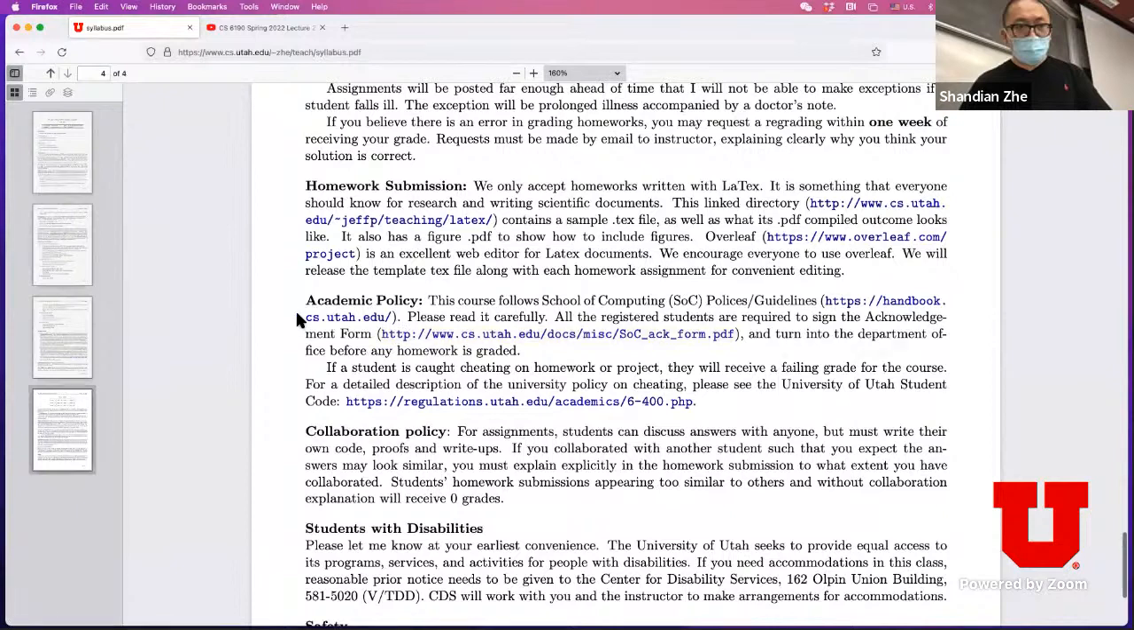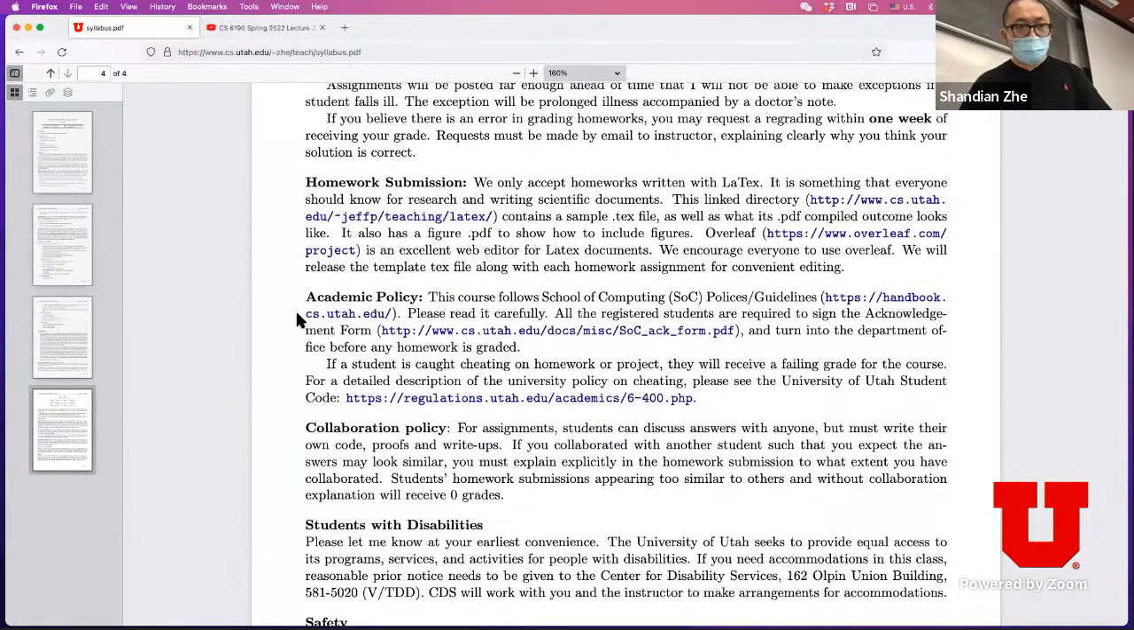And academic policy, well, I don't want to repeat this, but basically don't plagiarize others' homework assignments. Otherwise, there will be some bad consequences. We encourage that you discuss how to do the homework assignments, but you have to write down those solutions by yourself.